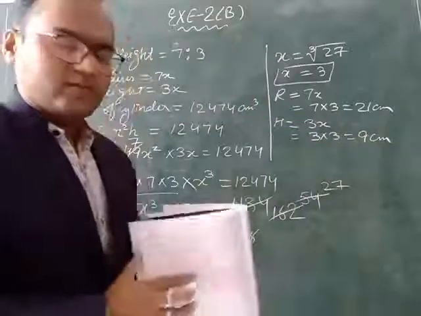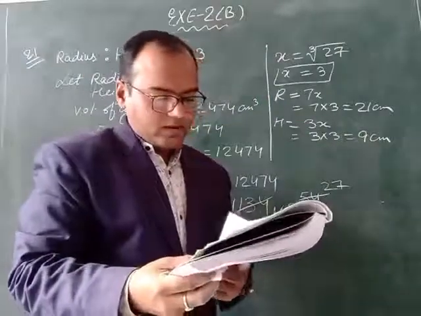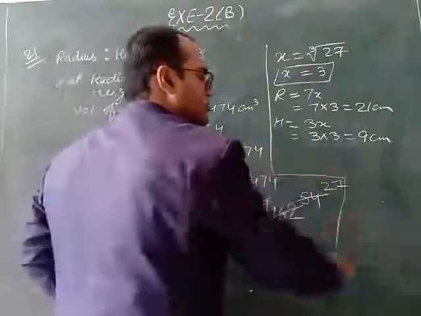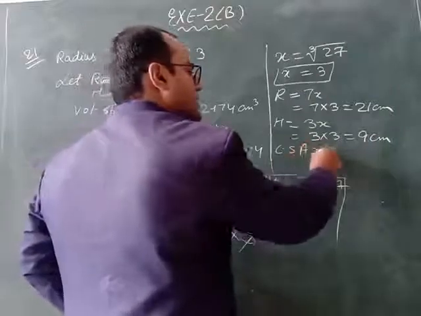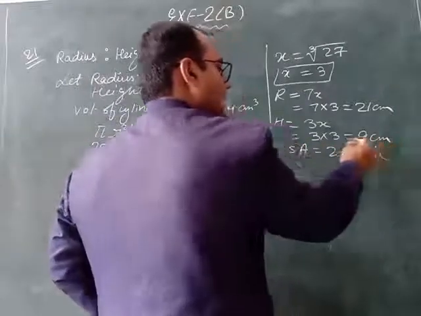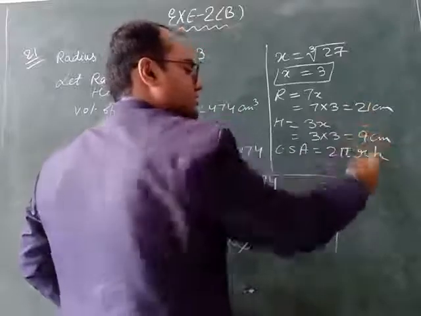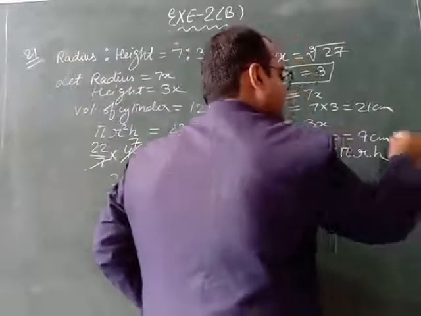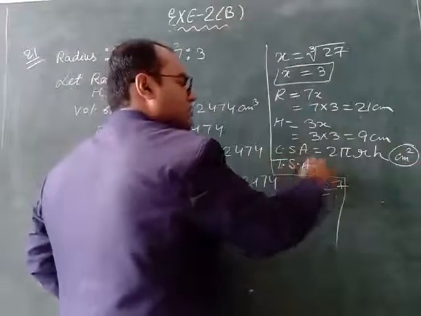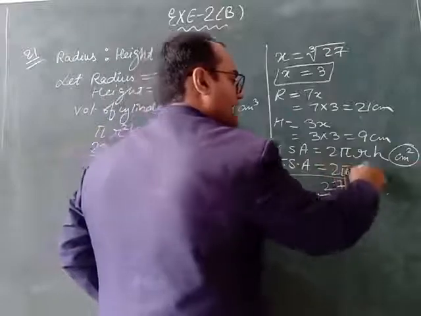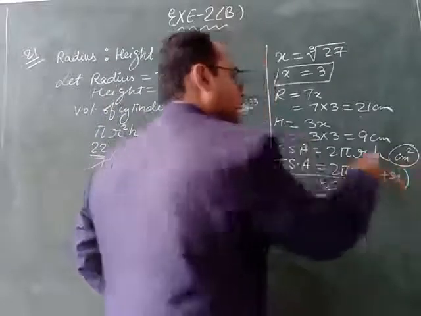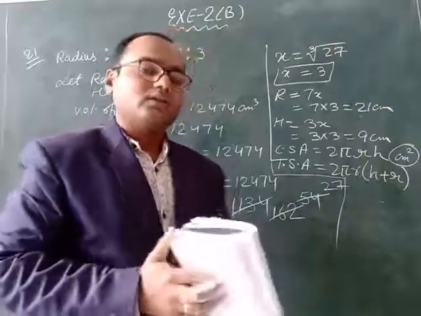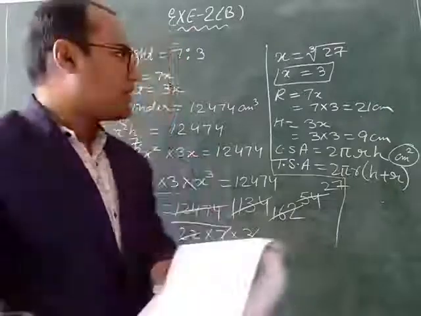So we got the radius and height. What do we have to find? We have to find the curved surface area and the total surface area. So after this you have to use the formula, curved surface area formula, 2 pi r h. We put the r value and h value here, directly put the values and we will get the answer in centimeter square. And for total surface area, we have to take the formula 2 pi r bracket h plus r. This formula we will use, and here also we will put the values and then get the answer. So like this you have to do question number 21.